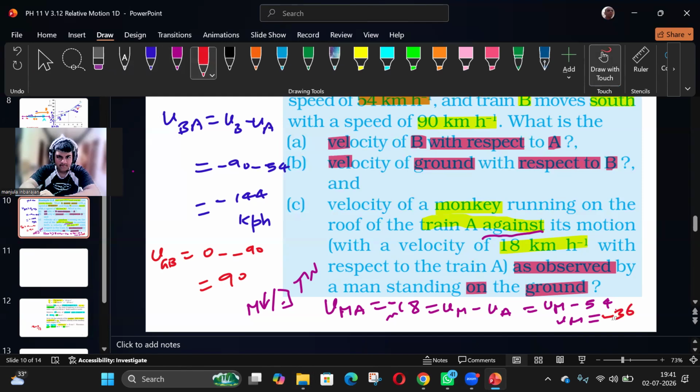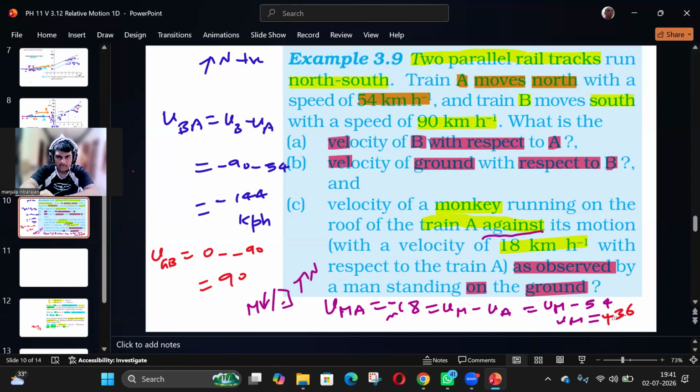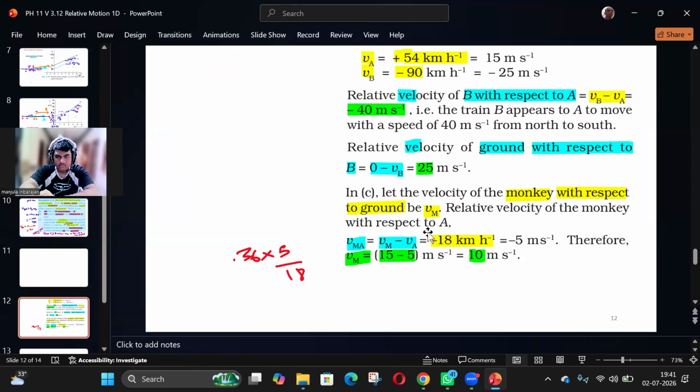But how did they get 15, sir? No, the final answer is 10 only. This is minus 5, because we're moving south. Velocity of monkey minus velocity of A is minus 5. Taking VA to the right side, it becomes plus VA, which is 15. Okay. Is that clear? Yes, sir.